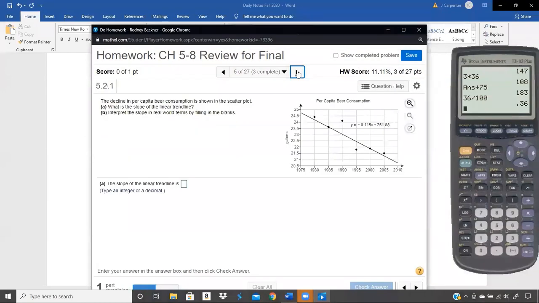The decline in per capita beer consumption is shown in the scatter plot. What is the slope of the linear trend line? That's going to be part A. And then for part B, interpret the slope in real world terms by filling in the blanks. So that's something we did many times over back in chapter 5 with a guided activity, if you're my student at least.